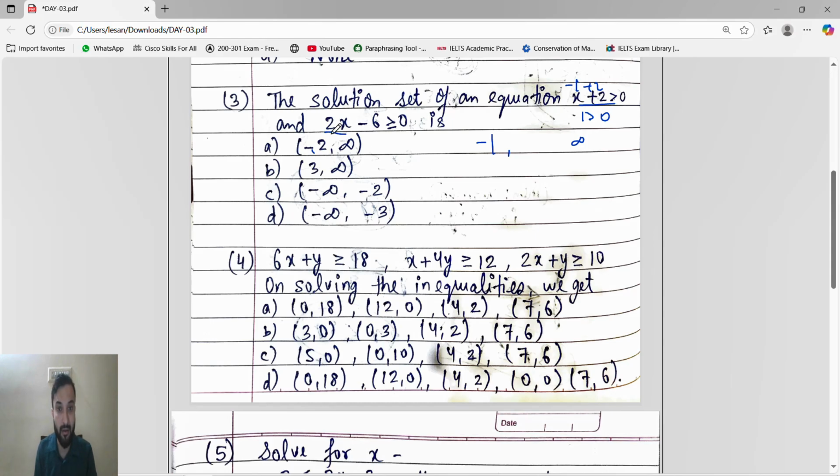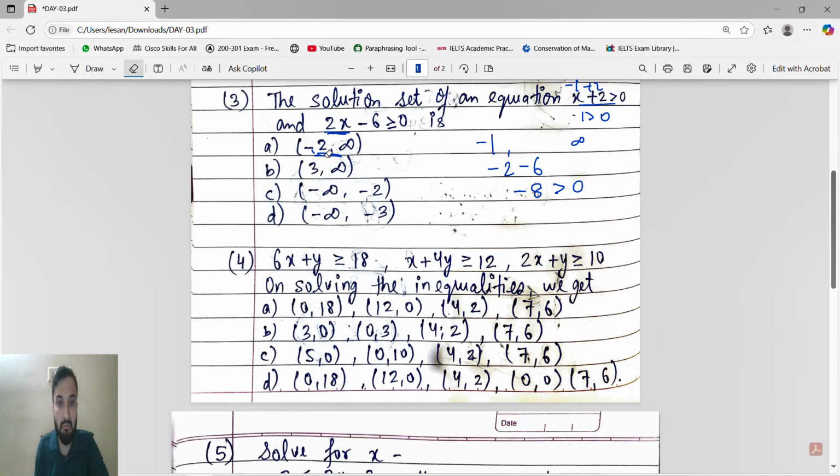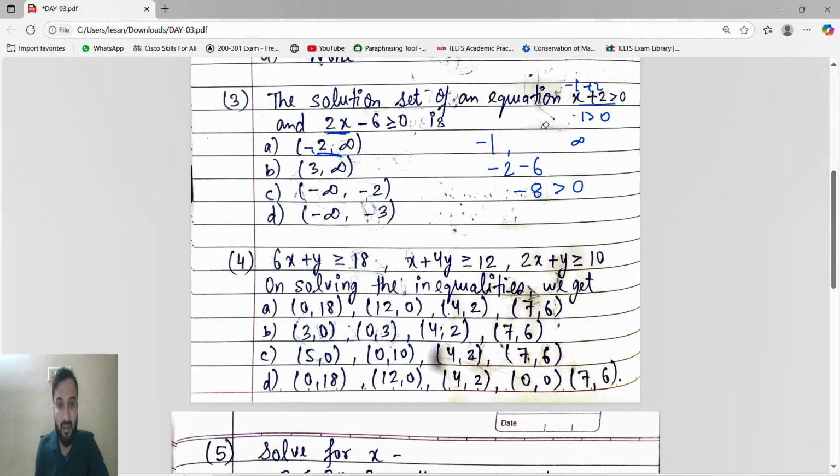But if I take -1 here, 2 times -1 is -2, and then minus 6, so -2 minus 6 is -8. Is -8 greater than 0? No, -8 is less than 0. This means from -2 to infinity. So it is not satisfying the condition.